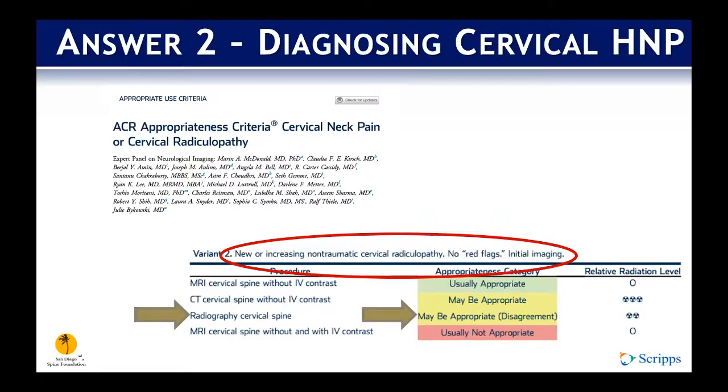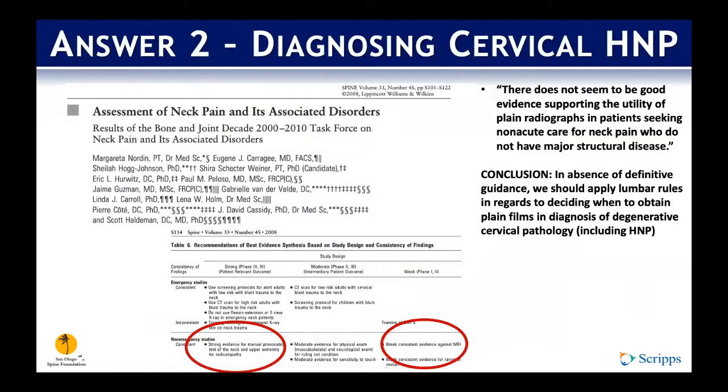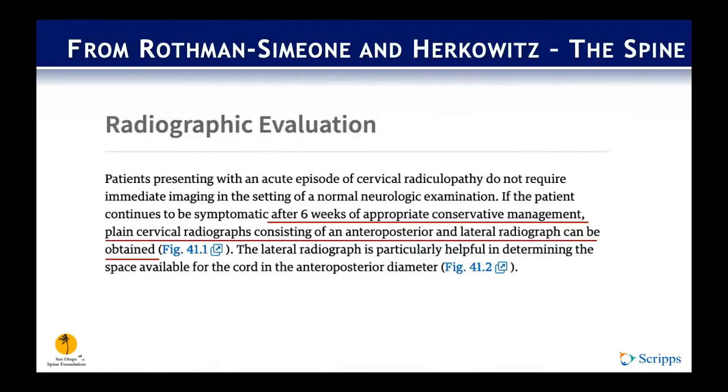This is from the American College of Radiology, looking at their recommended imaging for a patient where you have a suspicion of cervical radiculopathy. And you can see down at the bottom, MR is usually appropriate, and radiography may or may not be appropriate. And this is another study that basically concludes, you can see the conclusion on the right there, that for non-acute care with no structural disease, there does not seem to be good evidence supporting the utility of plain radiographs.